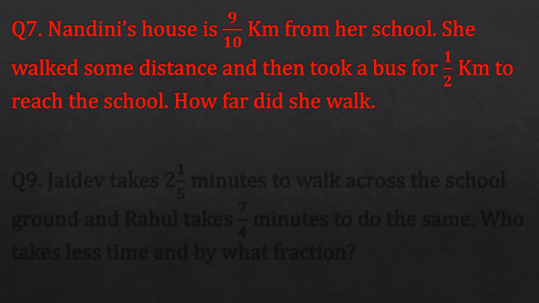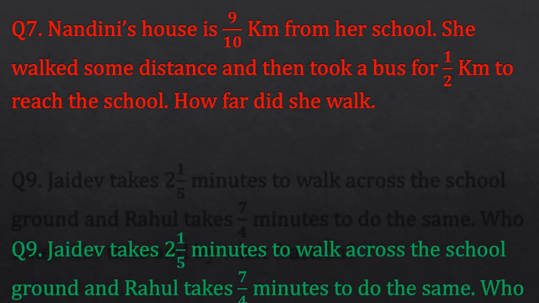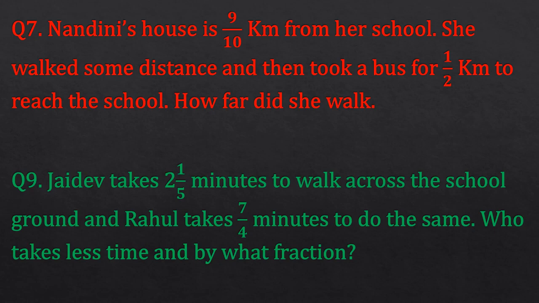Again, this is the case of unlike fractions. So take the LCM of the denominators and then solve it. Now see question number 9. Jaidev takes 1/5 minutes to walk across the school ground, and Rahul takes 7/4 minutes to do the same.